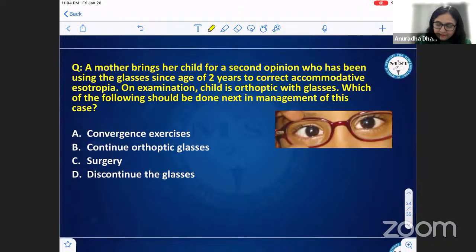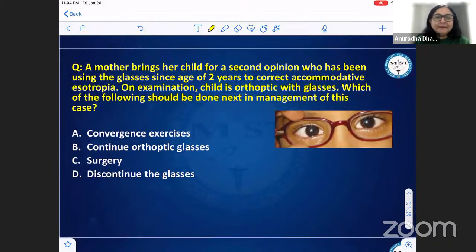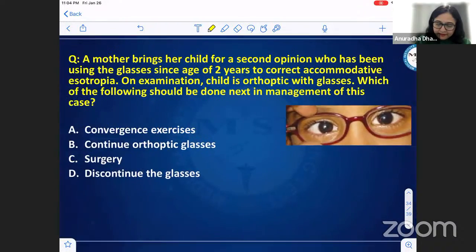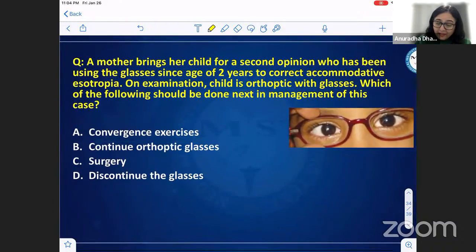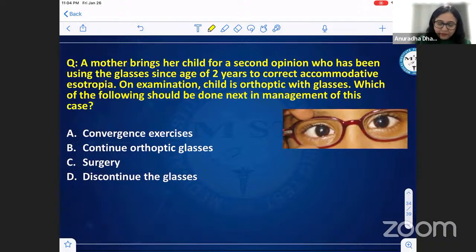Now this was a very tricky question, and it was based on a clinical scenario. What was the exact language of that clinical scenario? Of course, we do not know. But the question was something like, a mother brings her child for a second opinion who has been using glasses since the age of 2 years. So the child, when he or she was 2 years of age, was given glasses to correct accommodative esotropia.